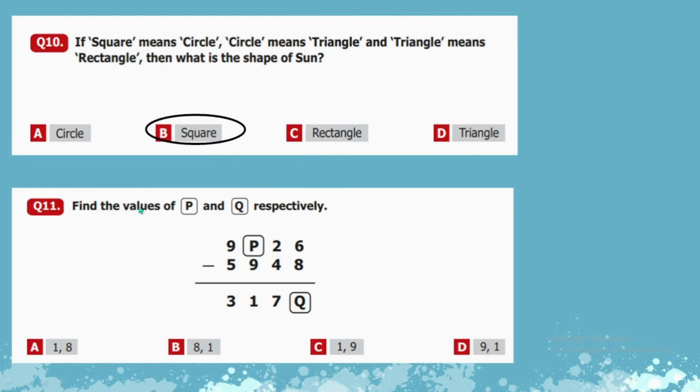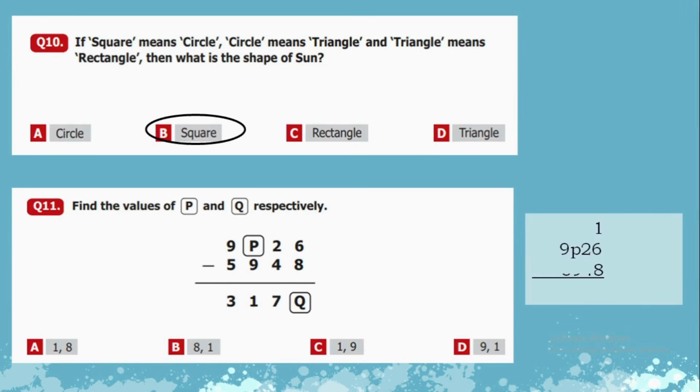Question number 11. Find the values of P and Q respectively. Here it's a sum of subtraction. So we have to subtract 8 out of 6, which is not possible. So obviously we are going to take 1 carry from 2. So it will become 16 and 16 minus 8 is equal to 8. So 8 is at units place. So A is the only option where 8 is at units place and P will be 1. So we will choose option A over here because only in A option 8 is at our units place.